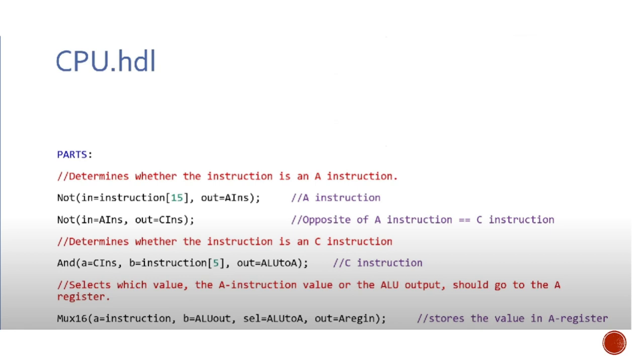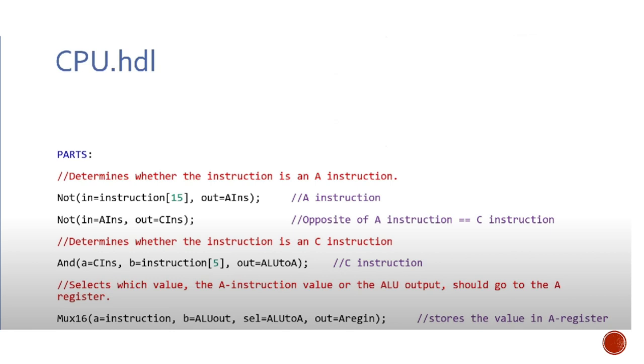In the first line of the code, using the NOT gate, we will get to know if the instruction coming from the memory is an A instruction or not. The CPU decodes the 16-bit instruction from the data memory into a single-bit code and a 15-bit value. If the code is 0, it's an A instruction. If the code is 1, it's a C instruction.